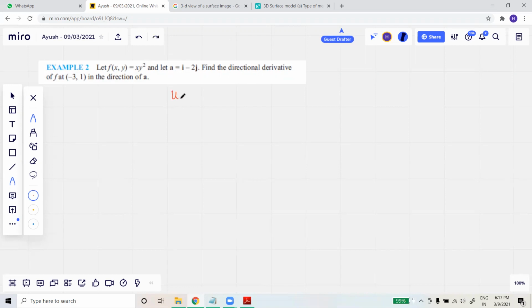So what is the unit vector? u will be that vector a divided by the magnitude of a. So that is i minus 2j by root of 1 squared plus minus 2 squared, so 1 plus 4, root 5. Yeah, that will be our u. We can split it up: 1 by root 5 i minus 2 by root 5 j.